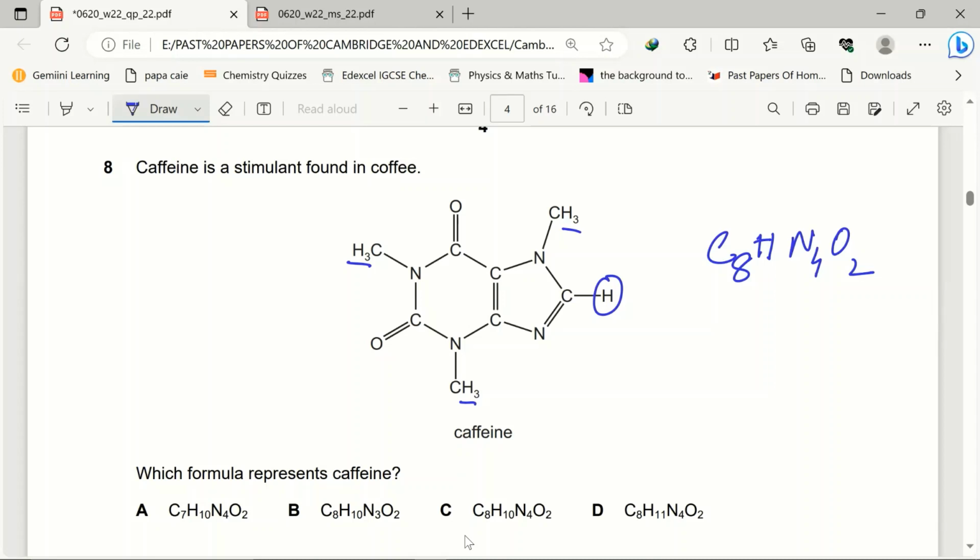We do not have any hydrogen, right? So C8, H10, N4, O2. This is the only correct answer. Very good.